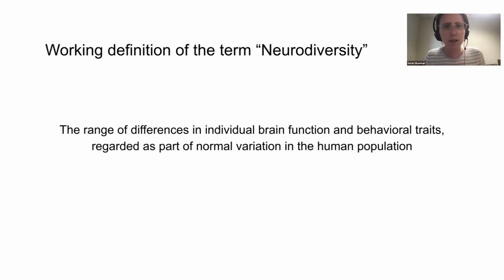A working definition of the term neurodiversity might be the range of differences in individual brain function and behavioral traits regarded as part of normal variation in the human population. So the term neurodiversity is sort of just a fact about humans, which is that variation in cognition and behavior exists within the human population.